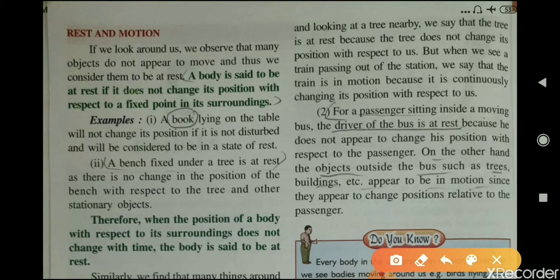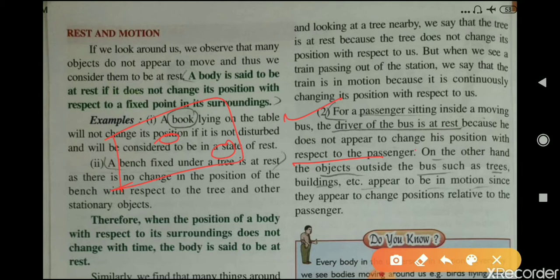Therefore, the train is in motion. Now, another example. For a passenger sitting inside a moving bus, the driver of the bus is at rest because the driver does not change position with respect to the passenger. In a bus, the driver is at rest with respect to the other persons that are in the bus.